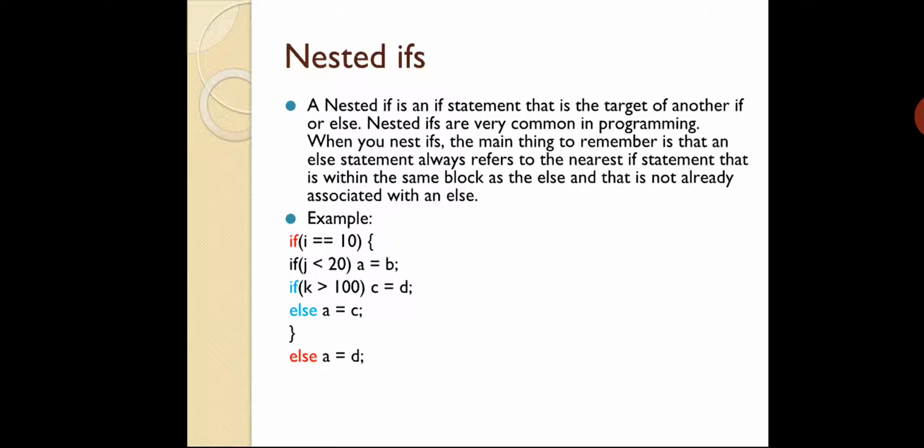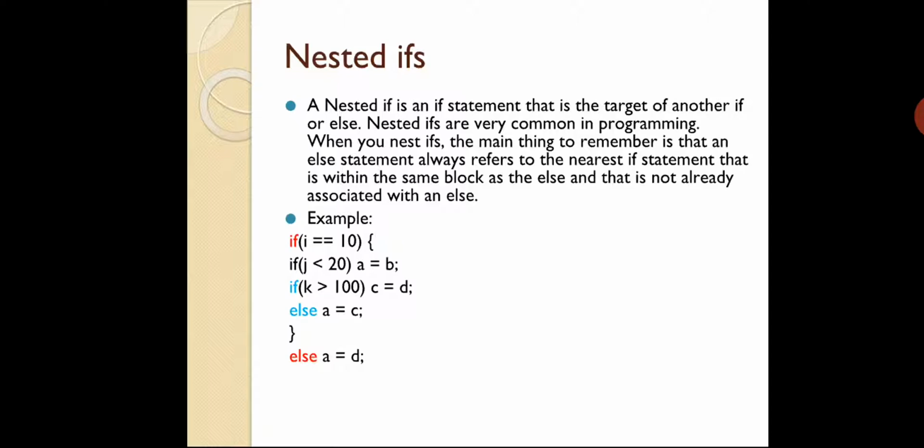Okay, now I want you to tell me, what if you have that else statement? If j is not less than 20, what will the program do? It is your part of work to tell me. So if it is true, again you are going to assign the value of b to a. Then you have again an if condition, if k greater than 100. If the condition is true, then you are going to assign the d value to c, else you are going to assign the c value to a.